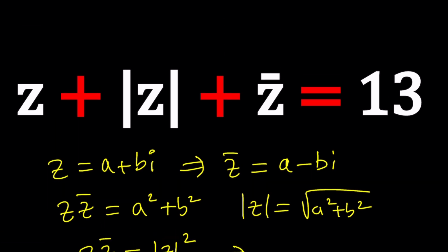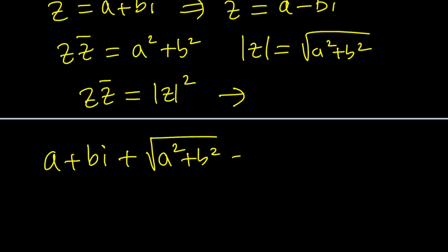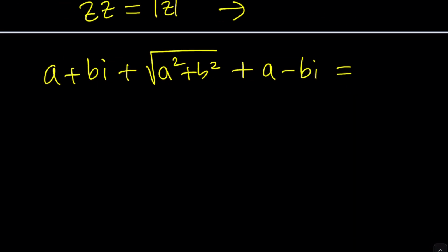z is a plus bi, and then the absolute value of z is the square root of a squared plus b squared, and the conjugate is a minus bi. The whole thing is equal to 13. Awesome. How do you solve something like this? Easy. We're going to set the real parts equal to real parts, and imaginary parts equal to imaginary parts. That's pretty much it, right? Easy. So let's go ahead and simplify this a little bit.